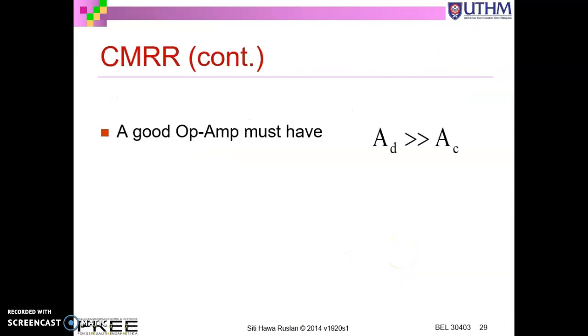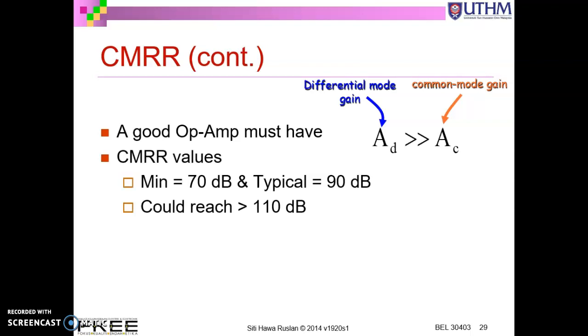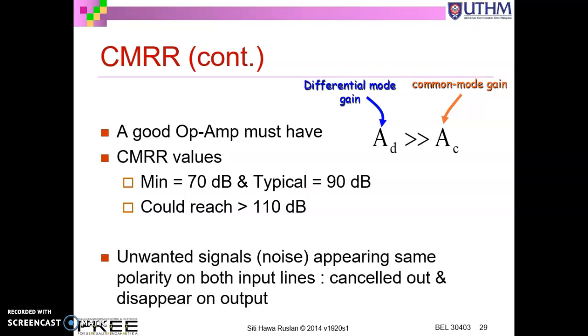So a good op-amp must have a differential mode gain which is much larger compared to AC. AC should be as small as possible. This is the minimum typical value of op-amp, usually around 70 dB, and the highest around 90 dB. It could reach more than that also. Just now I mentioned that the common mode gain AC must be as small as possible because it is the noise. We want to cancel or reject that.